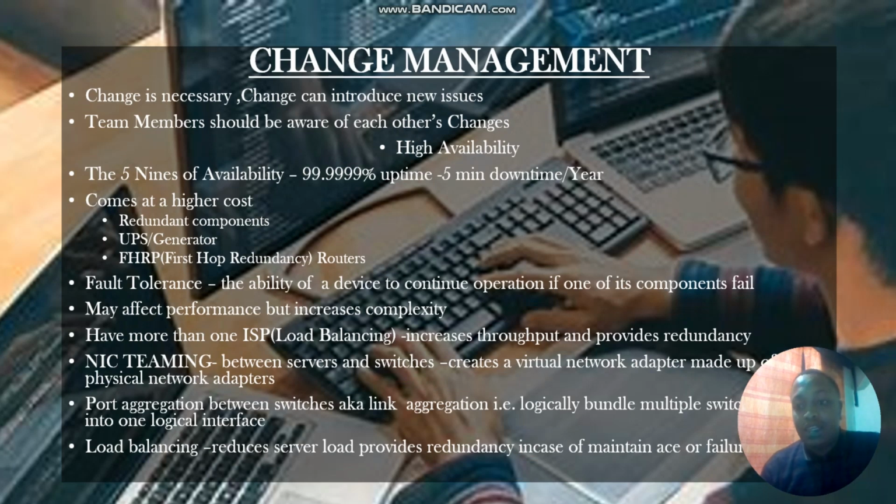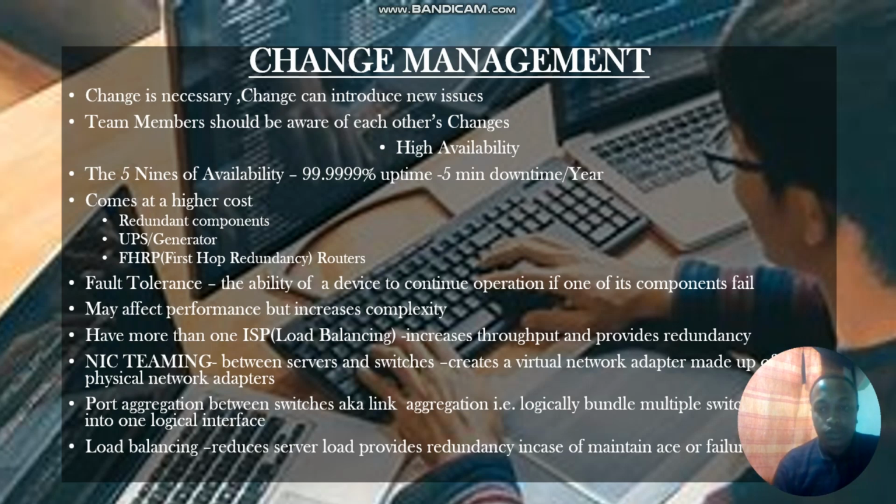Let us look at another type of management, that is change management. And as we all say, change is necessary, and without change then we cannot have progress. So in case of change, change introduces new risks, so you need to make sure that your team is aware of other changes within your network, and this helps you to ensure that you have high availability. Okay, so changes do not bring about problems when you're working within your systems.